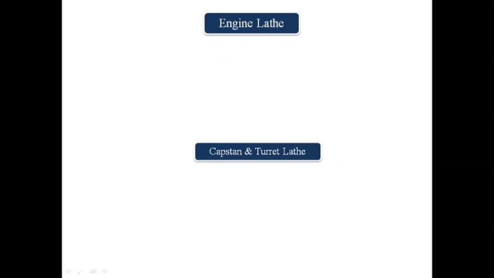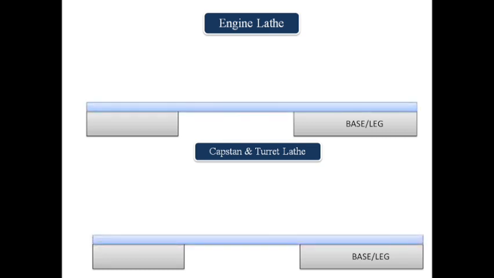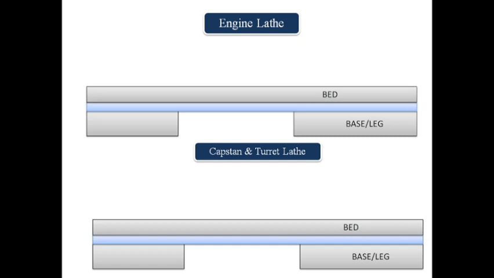Okay, first, both these machines have a base or legs on which the machine will stand. Usually these are made up of cast iron to resist deflection by absorbing vibration during the machining operations. Then above the base lies the chip collecting tray where the metal chips after machining are collected. Then we have the machine bed in both these lathes. The bed supports all the important components of the lathe machine, and it is also made up of cast iron.